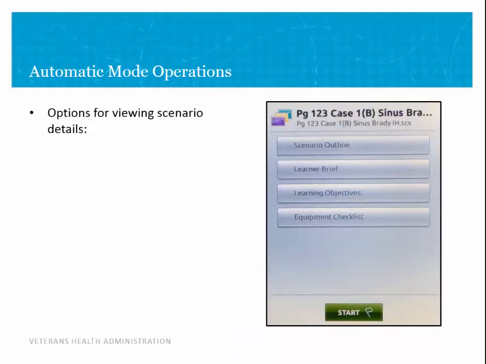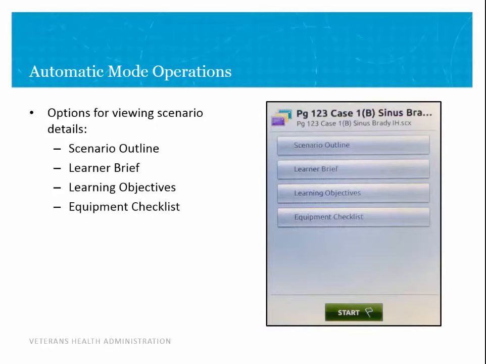You have options for viewing the details of the scenario. The scenario outline is step-by-step information for the instructor. The learner brief is given to the student prior to commencing the training scenario. You have the learning objectives, which are copied from the AHA manual. Then you have the recommendations for equipment to use within the scenario.